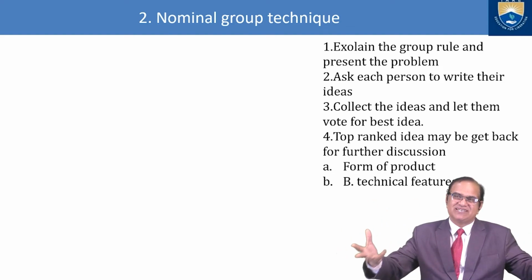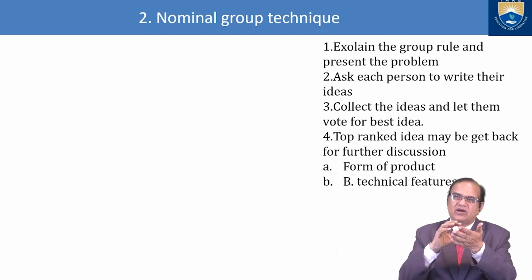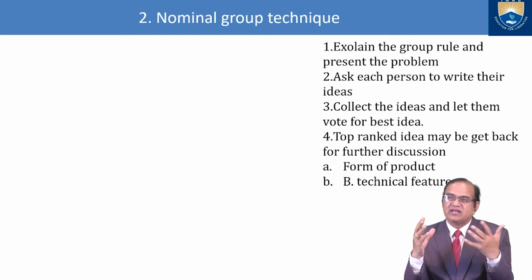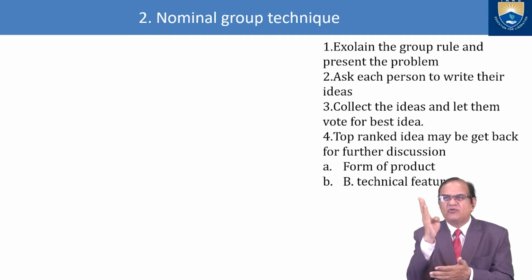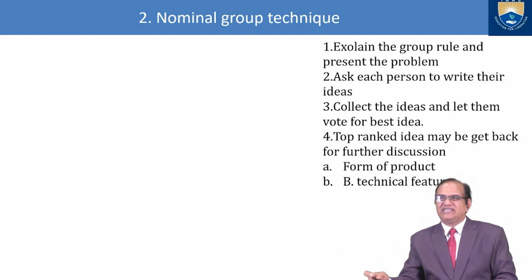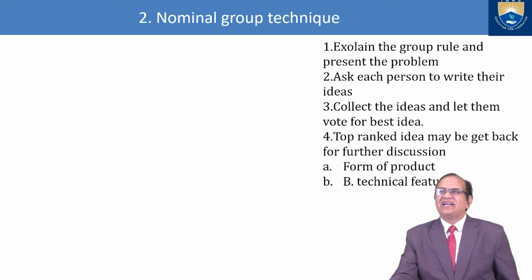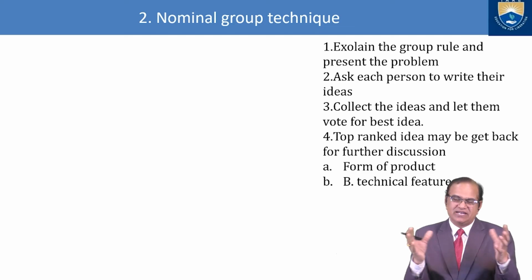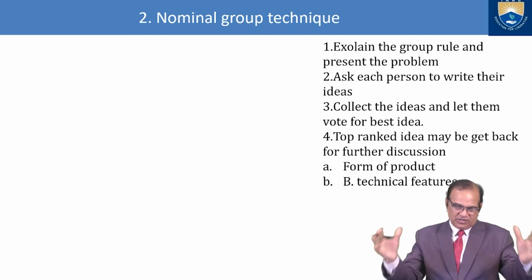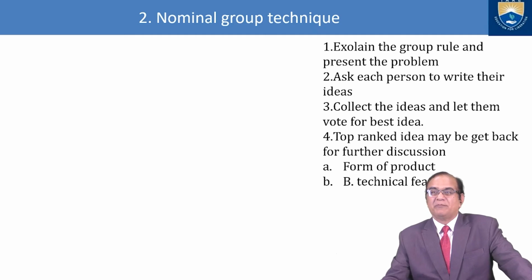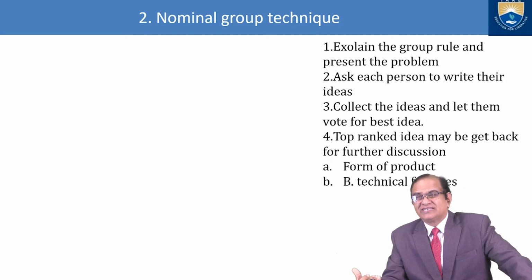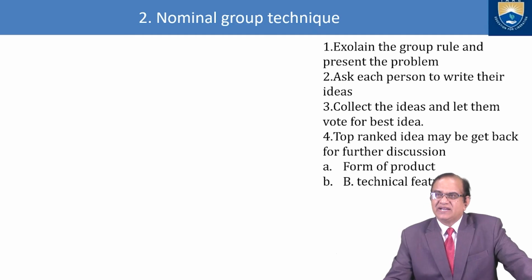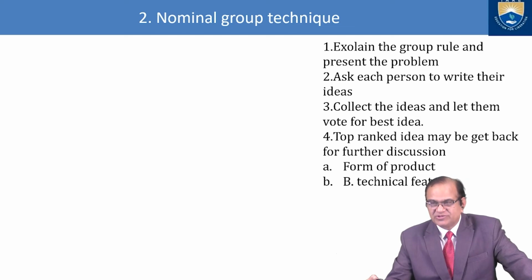So if there are 6 or 7 persons, you have to have the paper and they have to write the idea on it. Collect the ideas and let them vote for the best idea. Then they have to collect all the ideas, and it should be made public in that group, and then you have to select the best idea. The top ranked idea may be taken back for further discussion. So out of these ideas, you may get 1 or 2 best ideas.